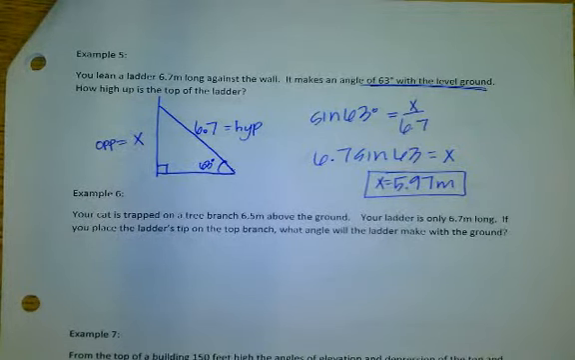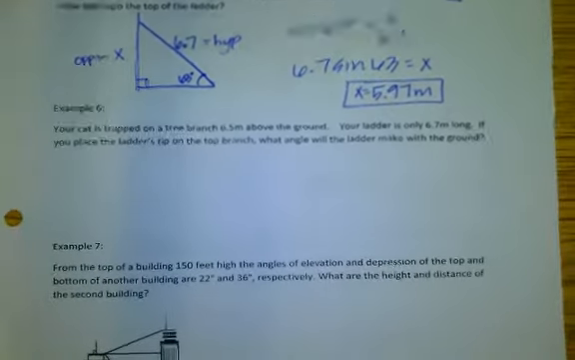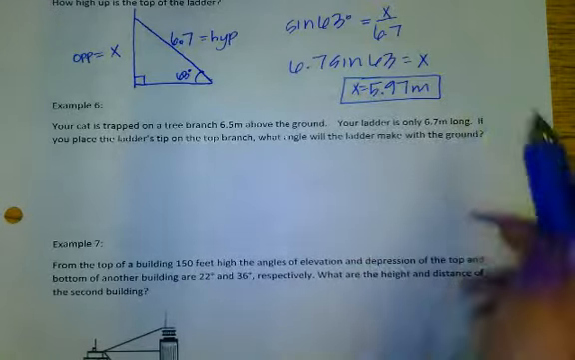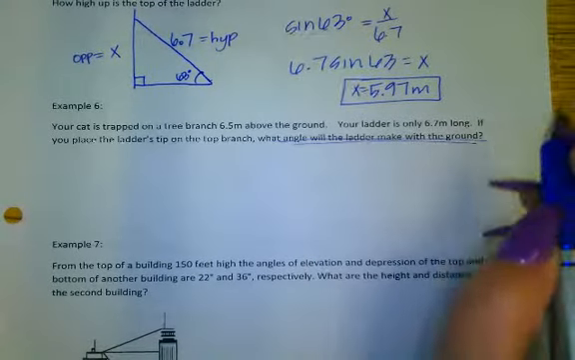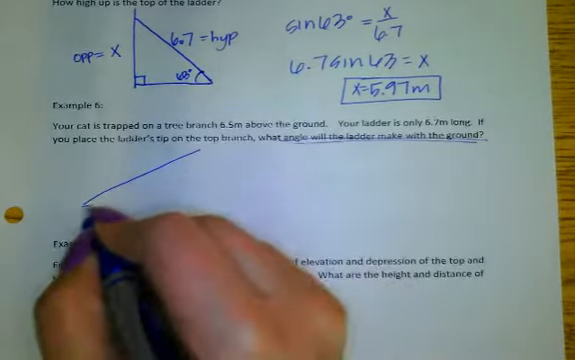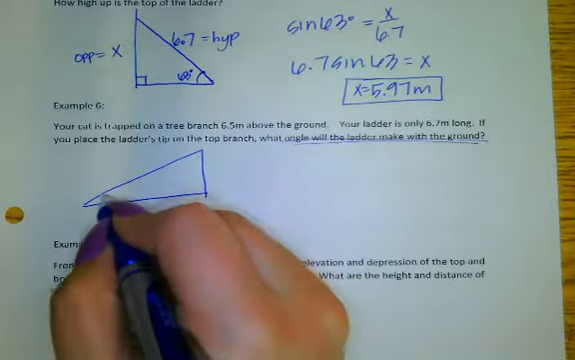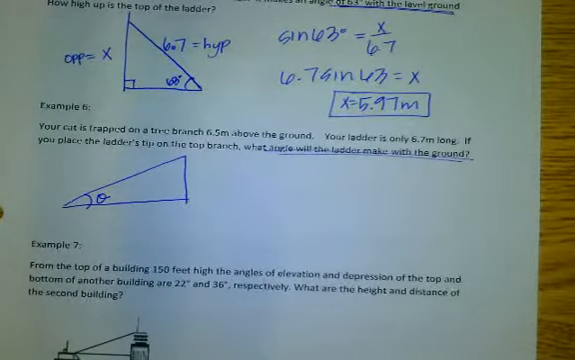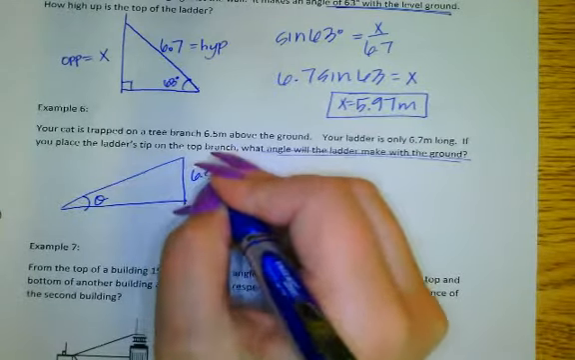Okay, 6. Your cat is trapped on a tree branch 6.5 meters above the ground. Your ladder is only 6.7 meters long. If you place the ladder's tip on the top branch, what angle will the ladder make with the ground? So if we're talking about the angle with the ground, where are we? Elevation. So that's our unknown. Where's 6.5 going? The altitude. 6.7, because that's your ladder.